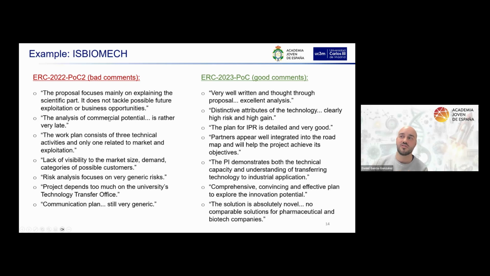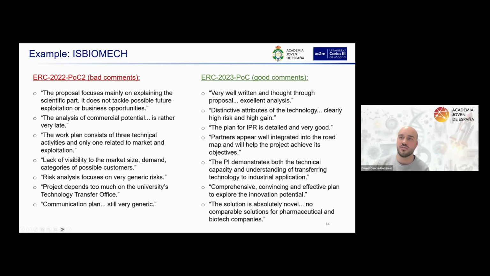Then the analysis of commercial potential comes rather late. They told me, so you are planning to do all the scientific part and only in the last 1-2 months start thinking about the commercial potential. So this is something you need to do in parallel from the very beginning.